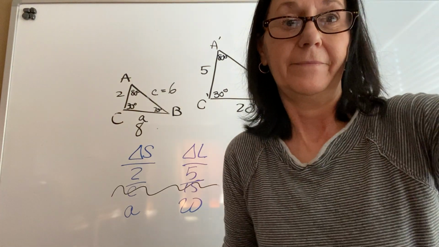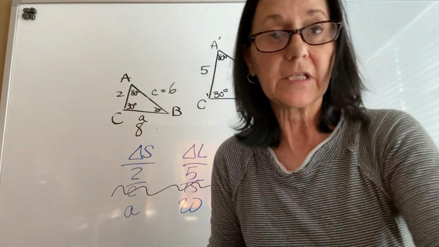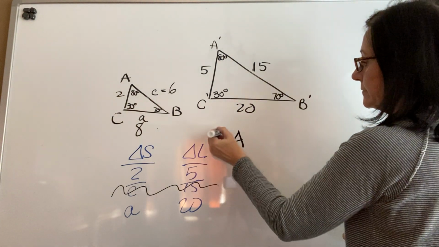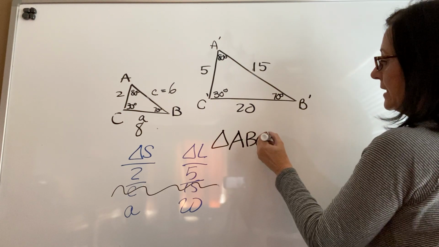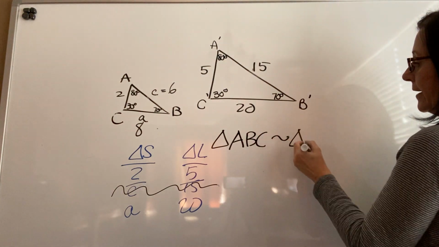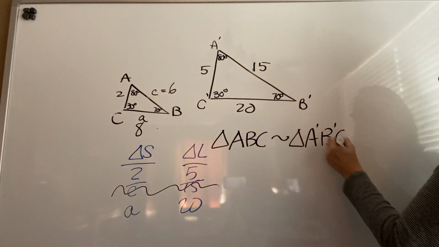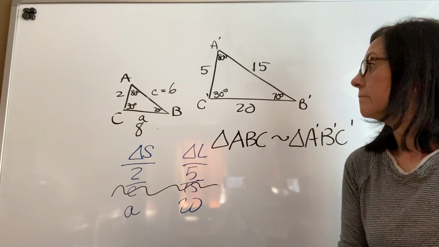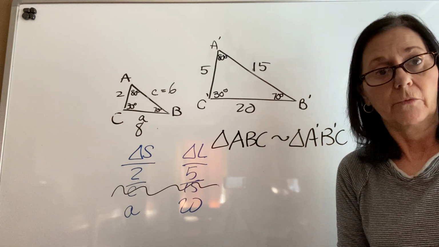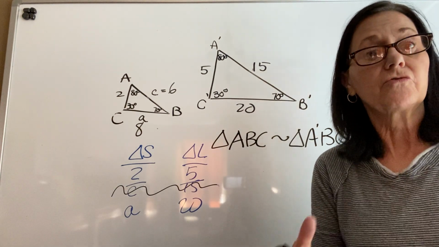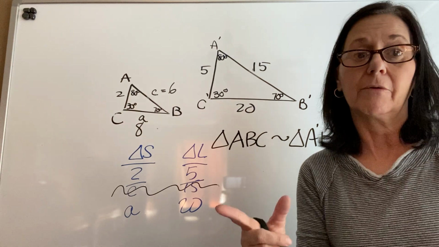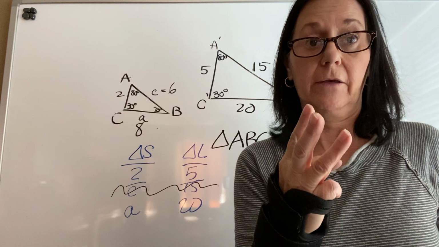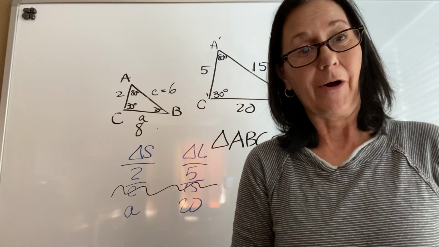All right, they're similar. How do we note similar? So you have a squiggly line. Triangle ABC is similar to triangle A prime, B prime, C prime. And we'll be doing a few proofs with similar to prove that triangles are similar. So remember, similar triangles have three congruent angles, but the sides are proportionate.